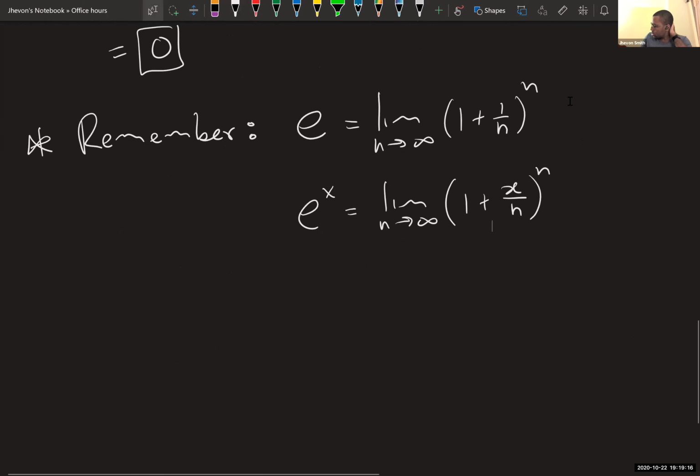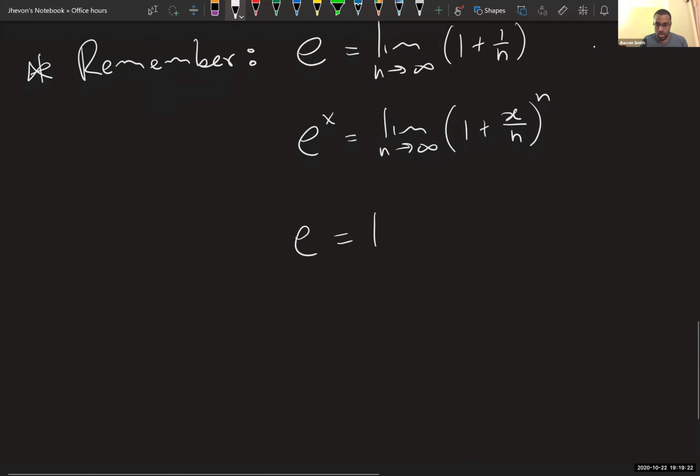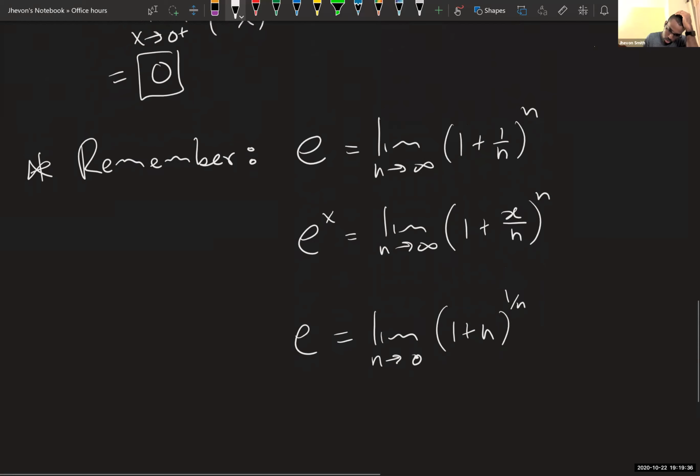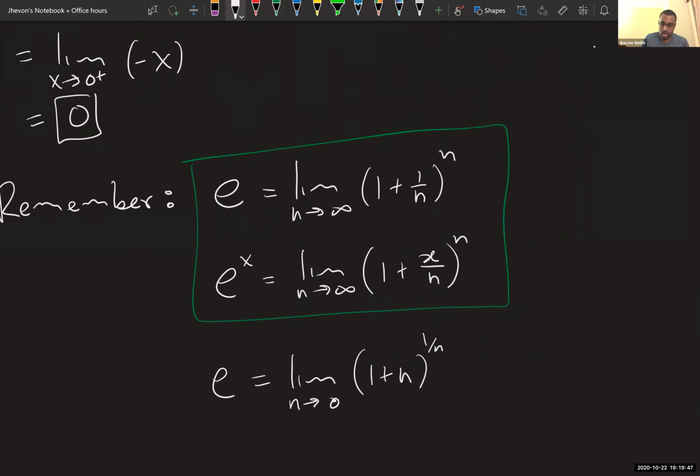So just remember those. There are other ways. You can write it as reciprocals as well. So you can do it as n goes to 0 of 1 plus n to the 1 over n, that's a similar thing. Probably the ones with infinity are most used. You can also notice that this is literally the limit as n approaches infinity of n plus 1 all over n to the n. That's the same idea.